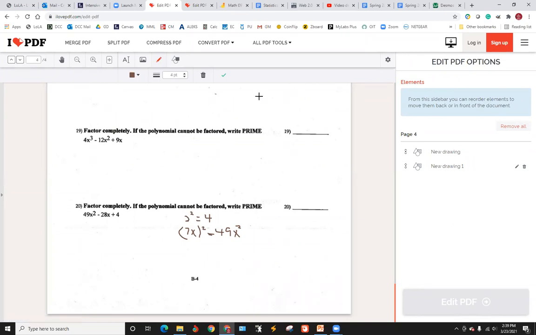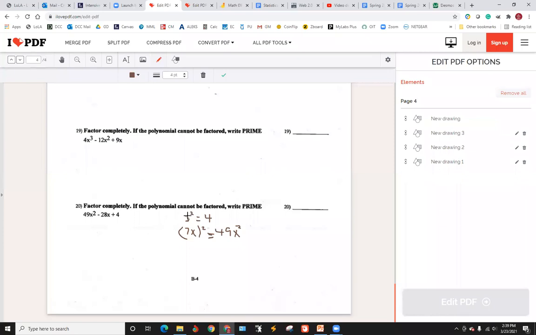But you don't necessarily have to go there if we can figure out this pattern. So let me just show you. I think this is what we call a perfect square trinomial, if I'm not mistaken, because the ends are perfect squares. In other words, 4 is 2 squared and 49x squared is 7x squared.